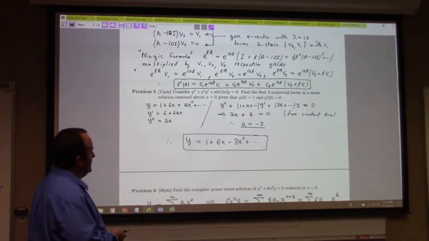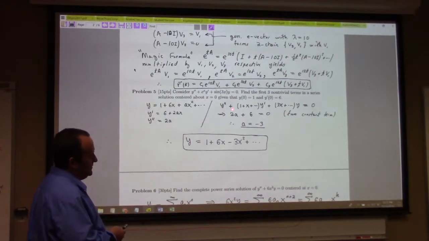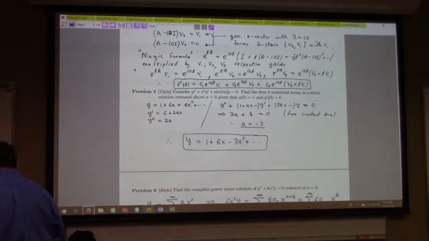Okay, then it's the usual song and dance, right? Just plug it in and look at the constant term alone, which is enough to figure out a is minus 3.